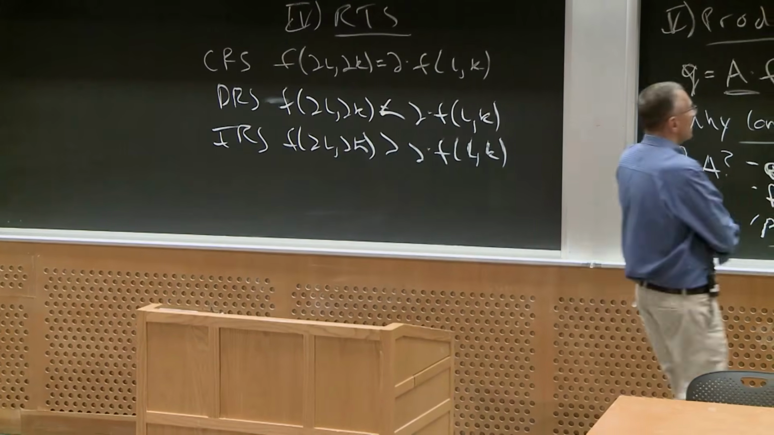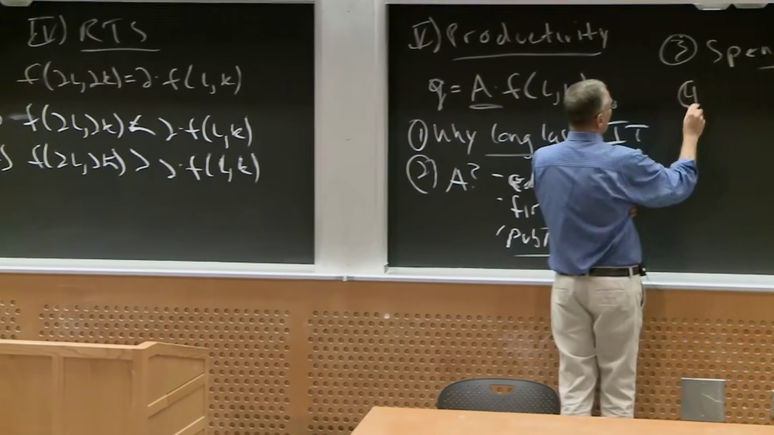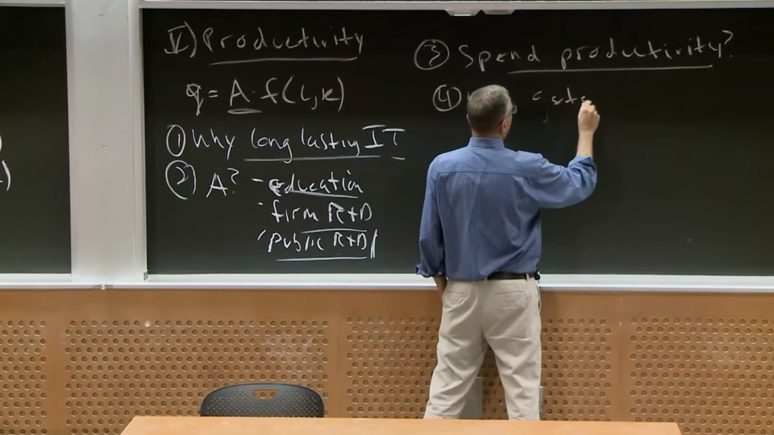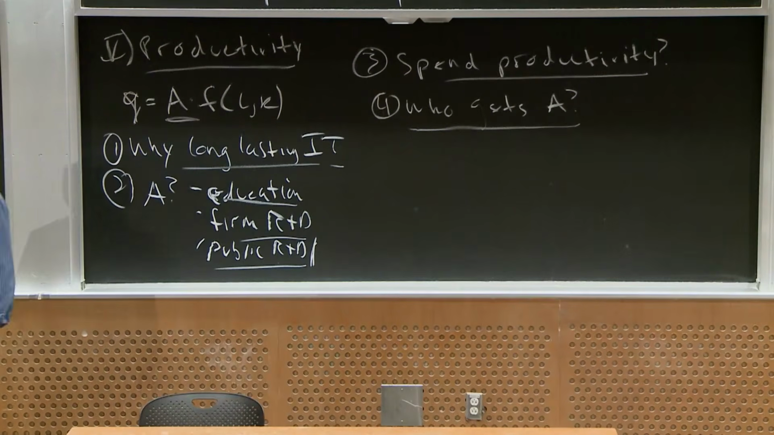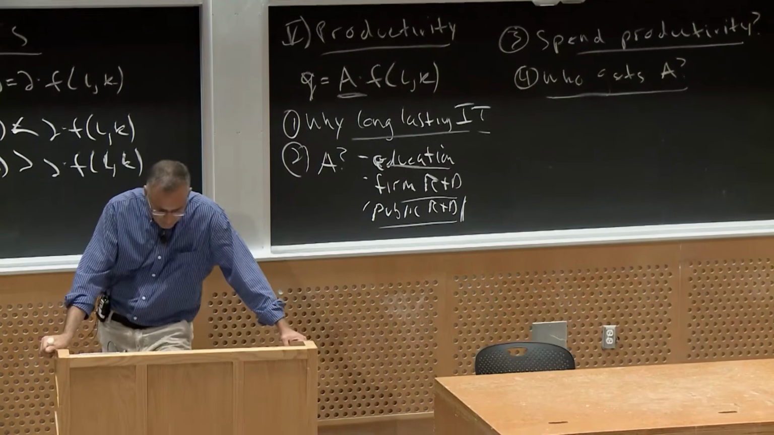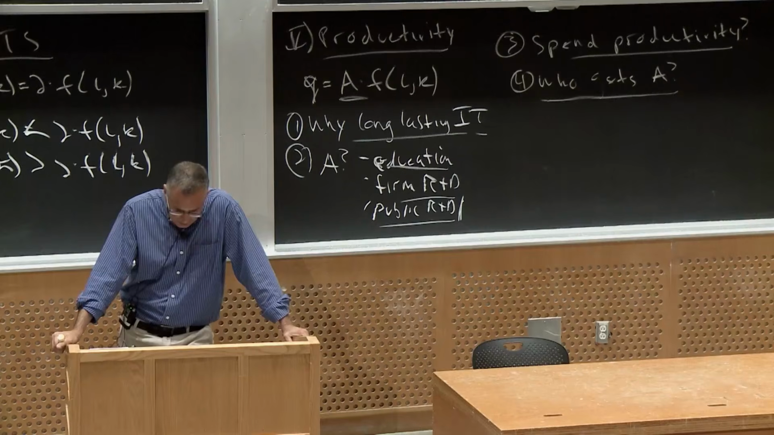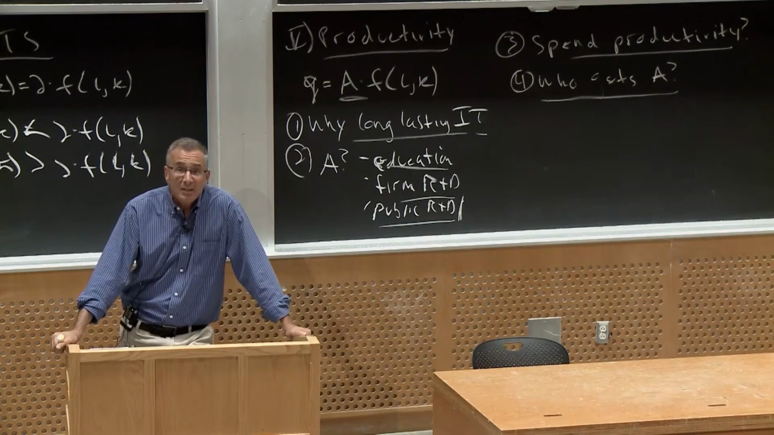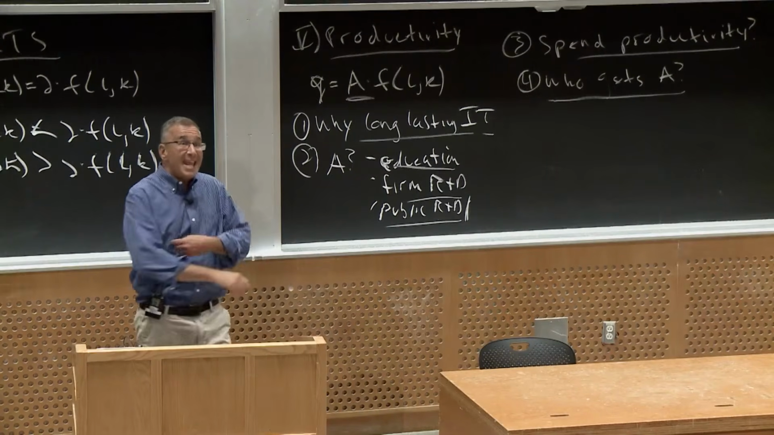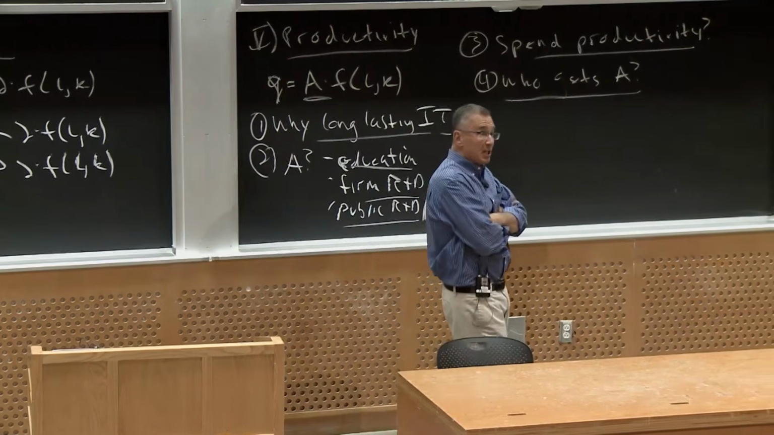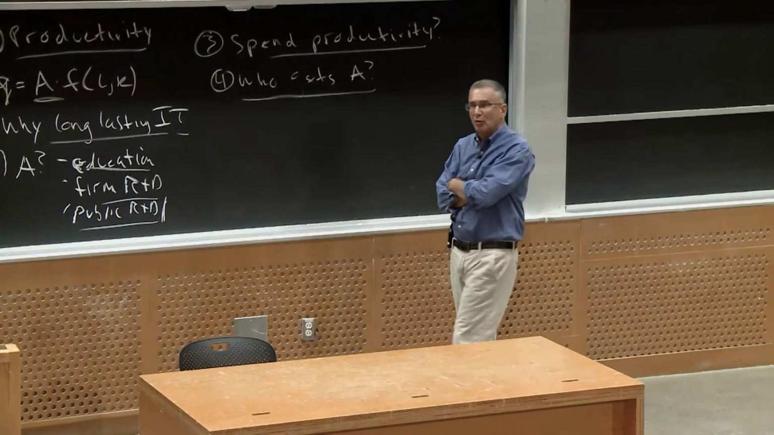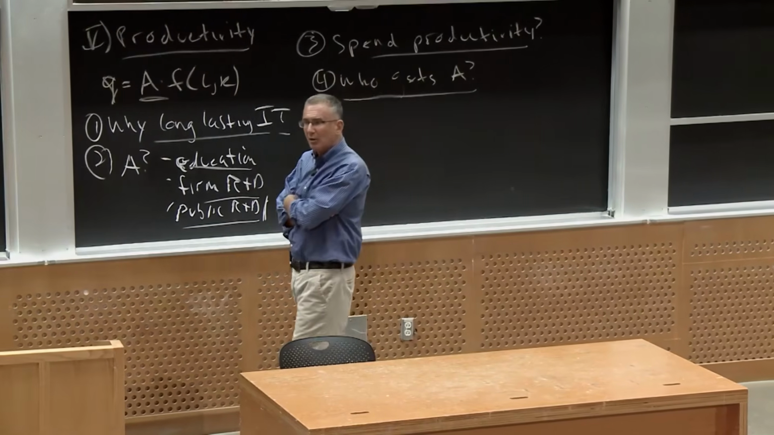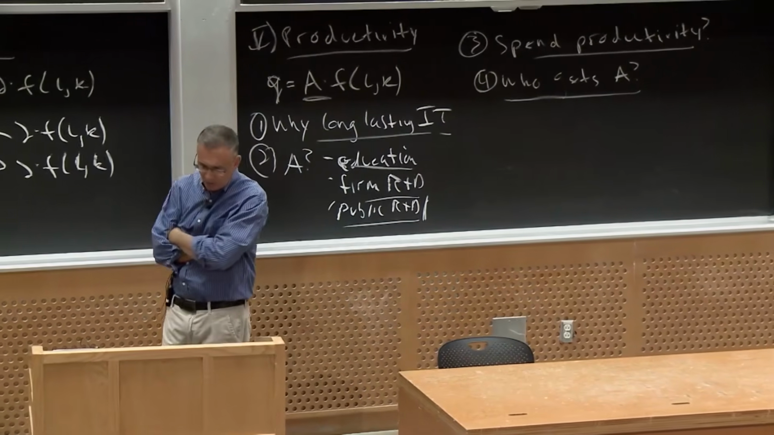The fourth is who gets A? That is, which group in society benefits from a more productive economy? If you look at the period from World War II till 1973, the average US income grew by 2.5% a year because of productivity. It turns out pretty much every group in society saw that increase. The poorest people saw their incomes go up about 2.5% a year. The richest people saw their incomes go up about 2.5% a year.